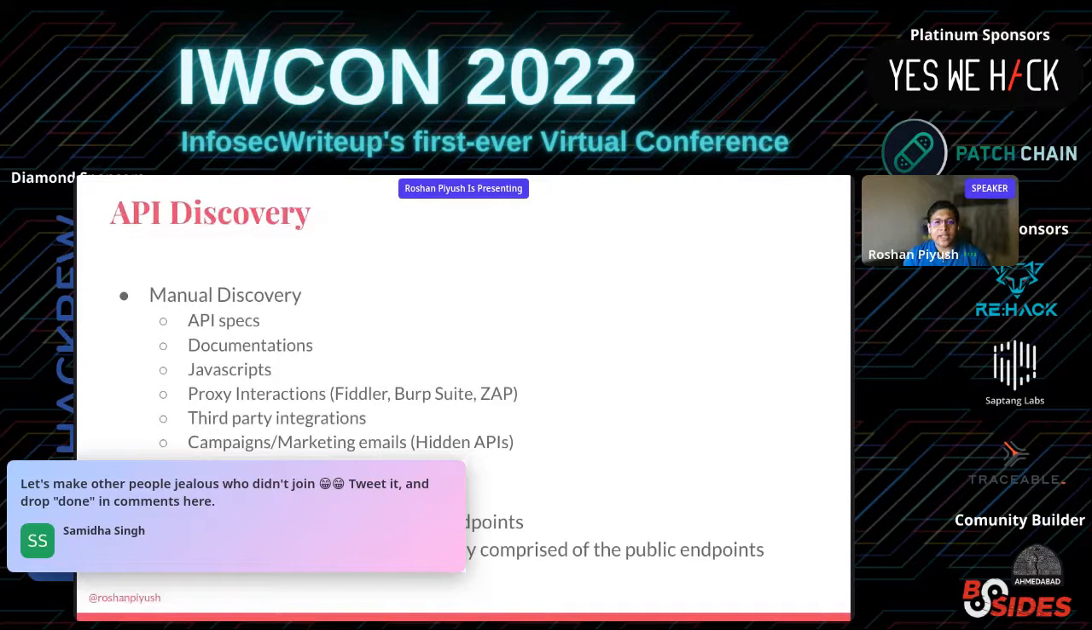They use hidden APIs, they are not documented, they are evolving. They come up, go down, so they may not always be secure. So look at the marketing emails or campaigns you get from any of the enterprises, and look at what the APIs are behind them. So this is a very interesting one.